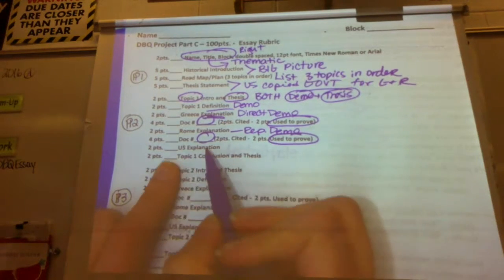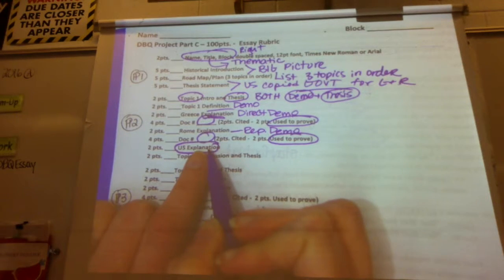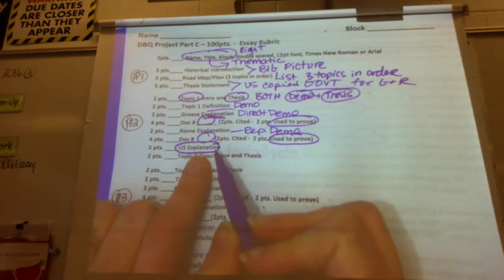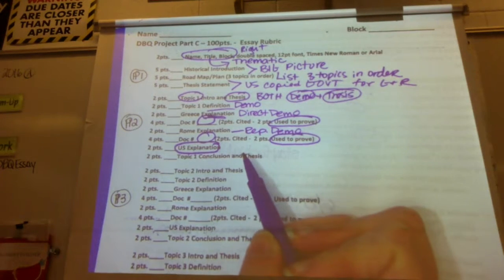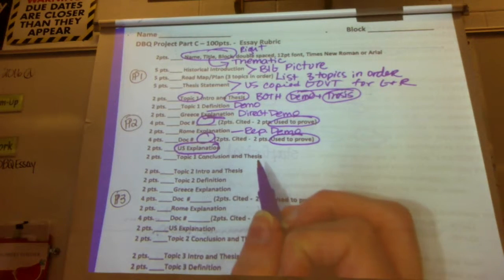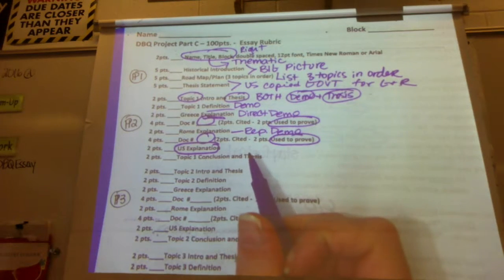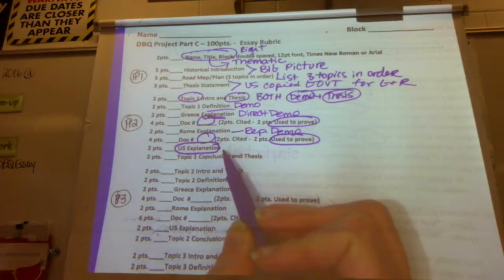Finally, you're going to tell me the U.S. explanation. That's the part where you're showing how the United States synthesized their government from Greece and Rome. You might say, oh, they took a little bit of Greece here, they took a little bit of Rome here, and now this is what it looks like in the U.S. Or you might say they really emulated or copied their separation of powers from Rome, and then you'll show me how. You do not need a document for your U.S. explanation. You just need to explain it to me.